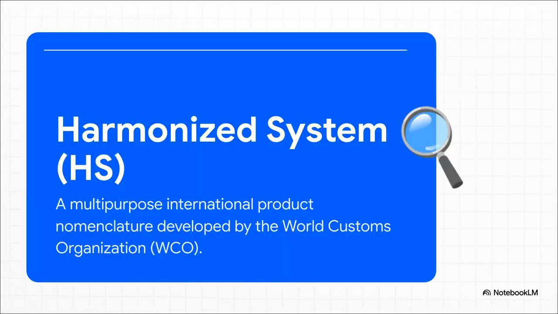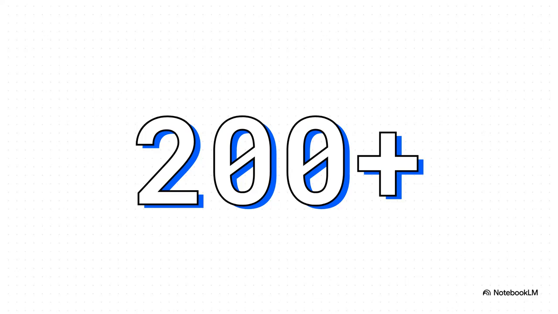Now, hold on. This isn't just some random number that Canada pulled out of a hat. It's actually based on a huge global standard called the Harmonized System, or HS for short. It's the brainchild of the World Customs Organization. And when I say huge, I mean it. Over 200 countries and economies. We're talking the US, China, the European Union, pretty much everyone. They're all using this system. It really is the universal language of global trade.